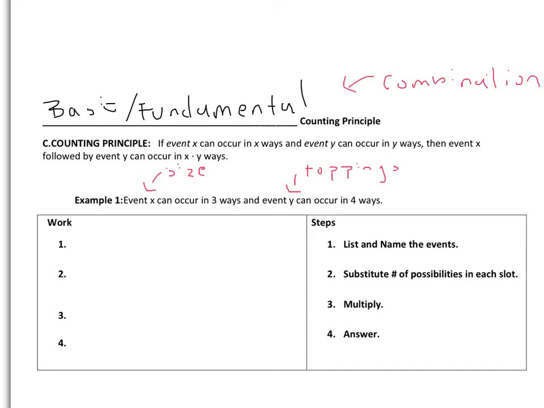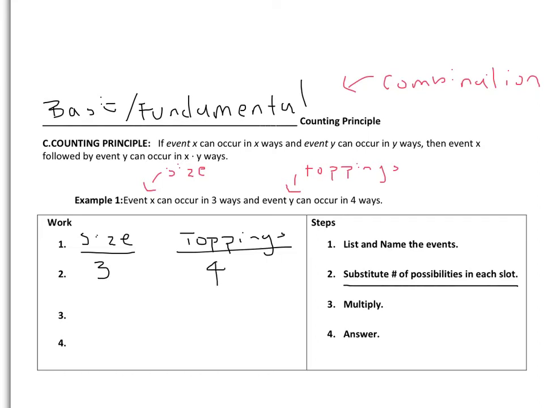The first thing we want to do is say, okay, what are our categories? Well, we have size and we have toppings. Then we want to substitute the number of possibilities into each slot. How many different sizes of pizzas do we have? We have 3 different sizes. How many different toppings do we have to choose from? We have 4 different toppings. And then we just multiply those numbers. That's a smart cut. So 3 times 4, that means there are 12 possible combinations of pizzas.